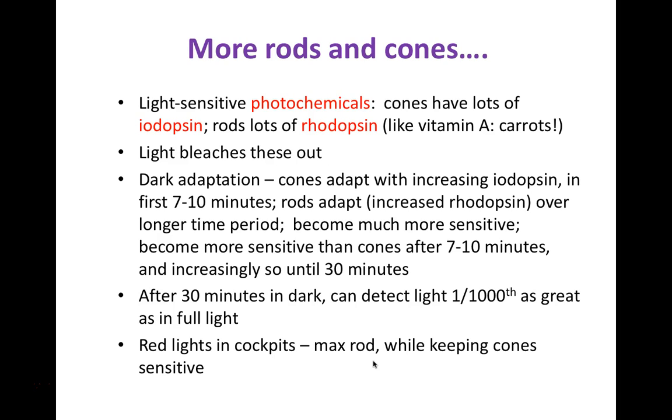A little more on this. Okay, so the photochemicals in the rods and cones are basically what is sensitive to light, okay? So cones have a lot of what's called iodopsin. This is a photochemical. Rods have a lot of rhodopsin. Now, rhodopsin is also found in carrots. It's basically composed of a lot of vitamin A.